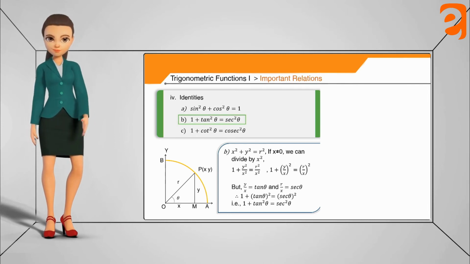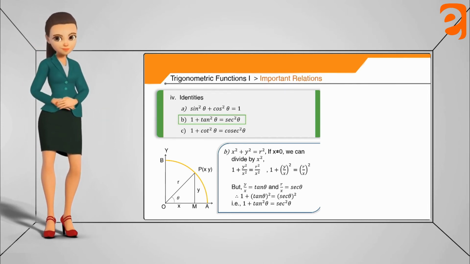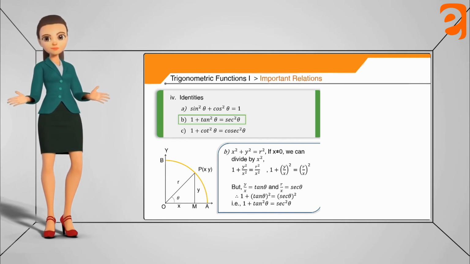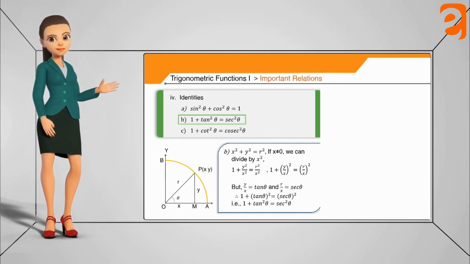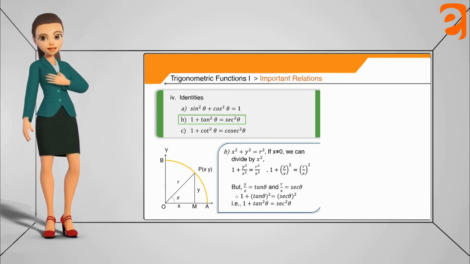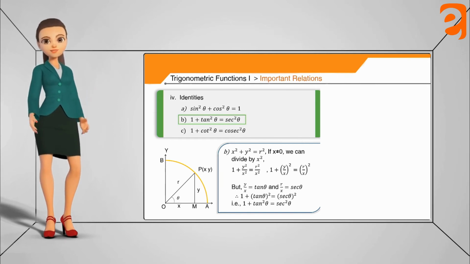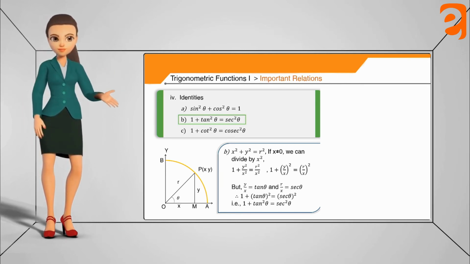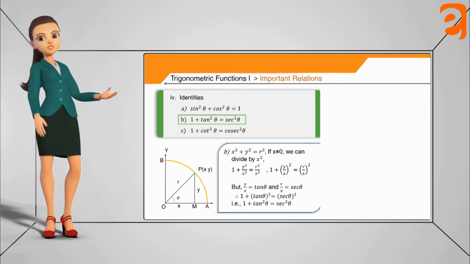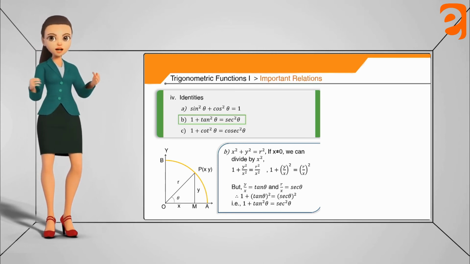Now let's start proving this identity. 1 plus tan square theta is equal to secant square theta. So for this again we will make use of this expression that r square is equal to x square plus y square. Now we will consider the case because x is not equal to 0 in this right angle triangle. So what we will do this time is we will divide this expression throughout by x square.